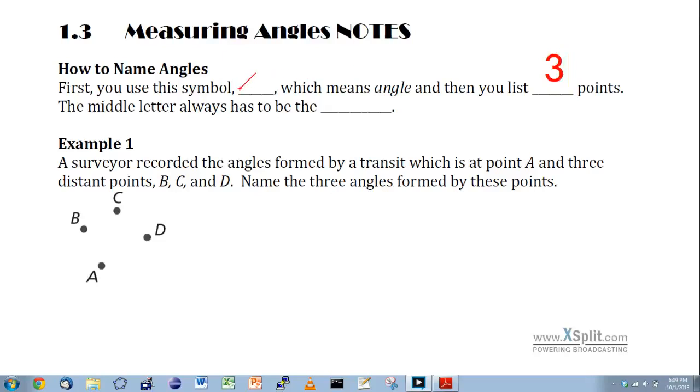All angles are always going to start with an angle symbol, looks kind of like that. And the middle letter is always going to be what's called the vertex. The vertex is the pointy bit of an angle. So I'll give you an example here.